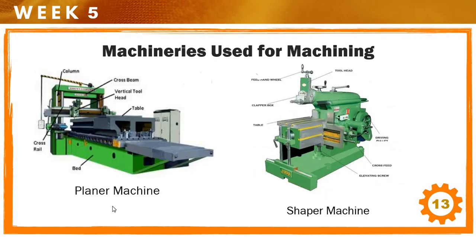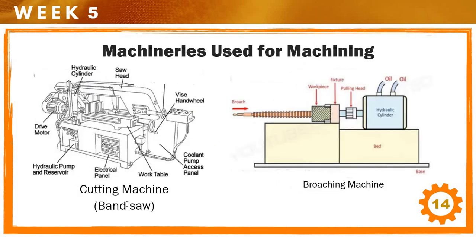The next is we have the planer machine. It is a very large machine to accommodate very large workpieces, such as those large sheets of metals. The next we have the shaper machine. It is smaller than other machines, because we can only shape limited size workpiece here. Then we have a cutting machine, or the bandsaw.